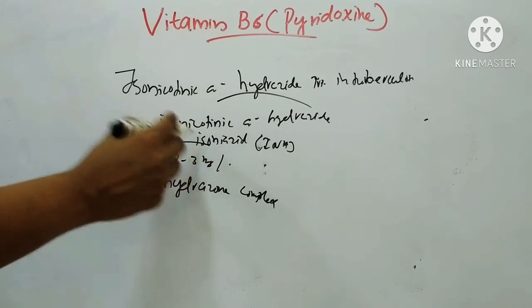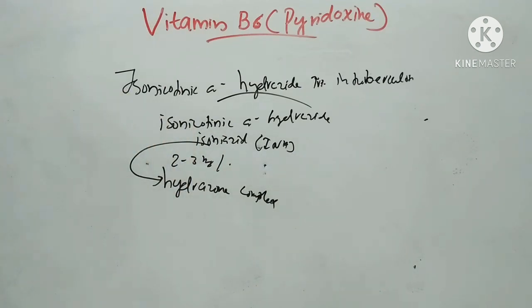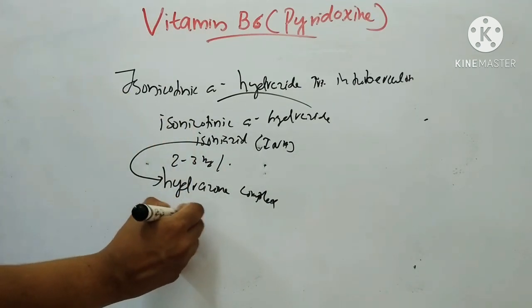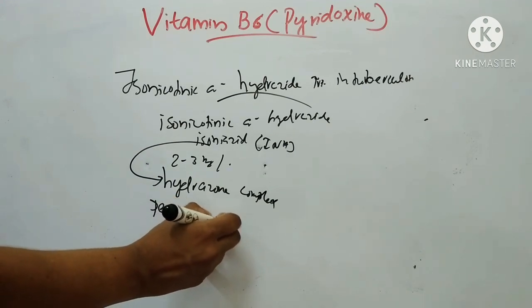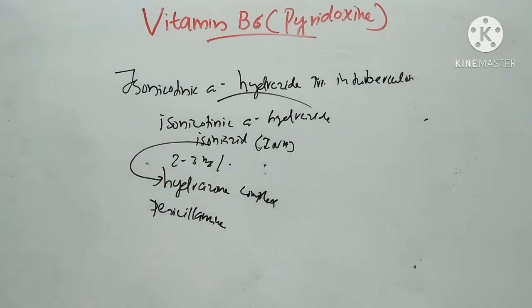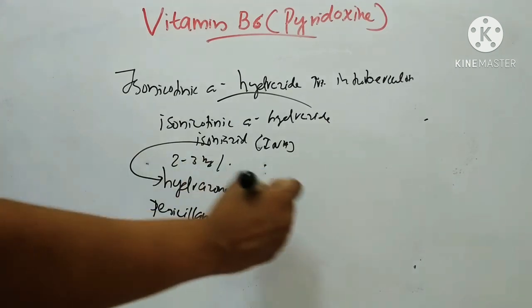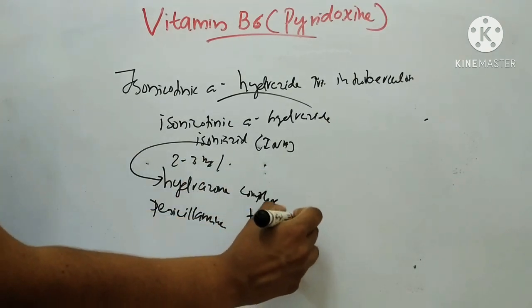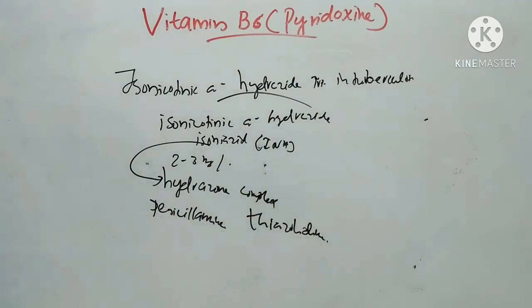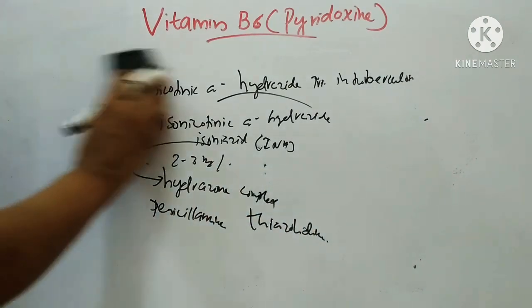Like isoniazid, the drug penicillamine, or beta dimethylcysteine, produces B6 deficiency. This drug is used in the treatment of Wilson's disease to chelate copper. It reacts with the pyridoxal phosphate to form an inactive thiazolidine derivative. Next we will see the therapeutic uses.